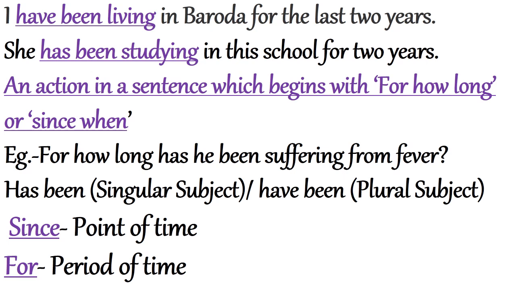Then another use of this tense is, it denotes an action in a sentence which begins with for how long or since when. These are used for interrogative sentences. For example, for how long has he been suffering from fever? Or we can say, since when have you been waiting for me?